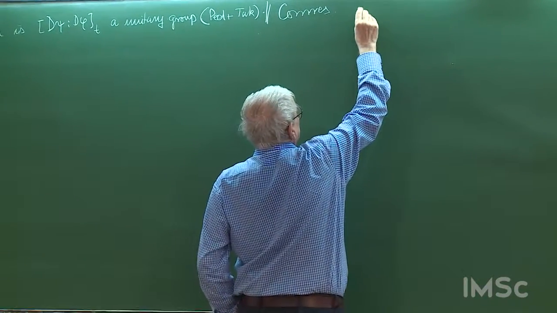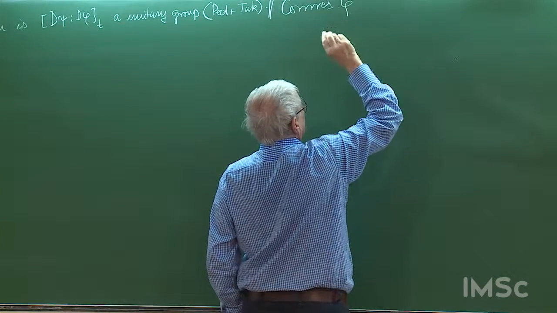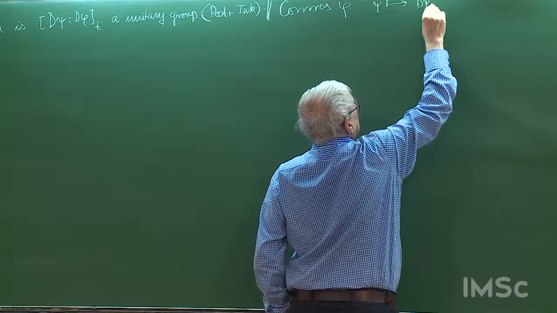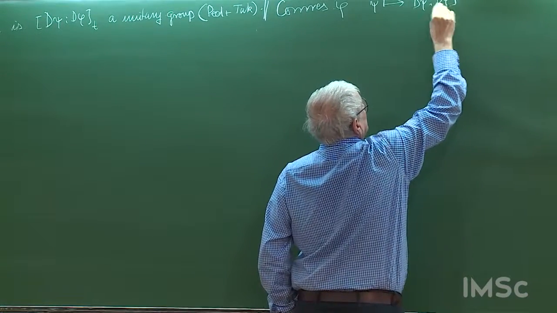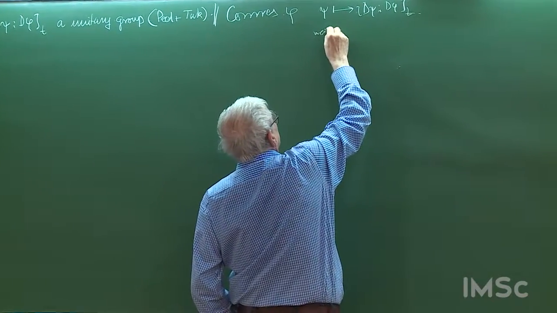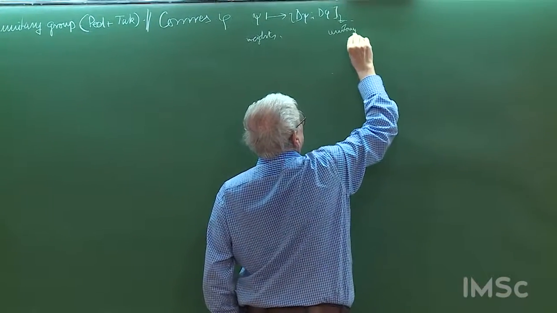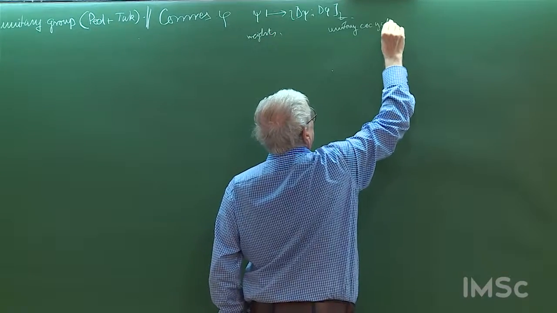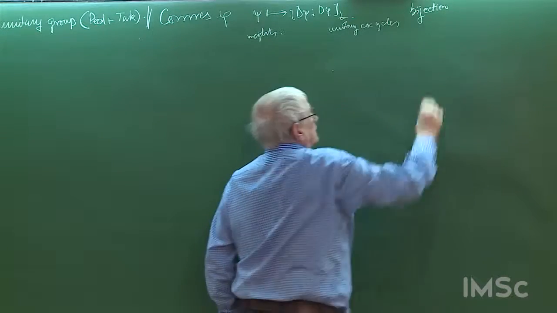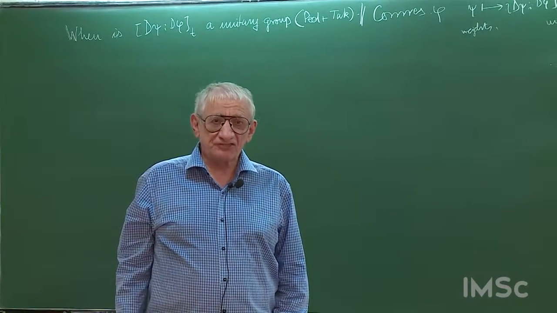that the correspondence, so φ is a fixed NSF weight, and the correspondence ψ goes to (Dψ:Dφ)_t. Here you have weights, NSF weights, and here you have unitary cocycles. This is a bijection. So every cocycle appears as the Connes derivative of some weight.